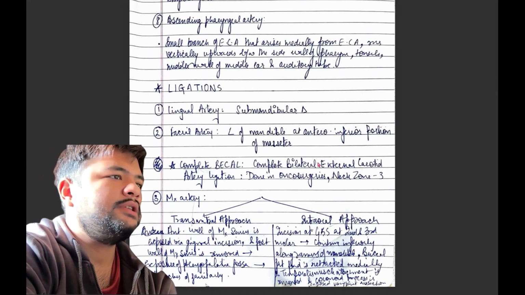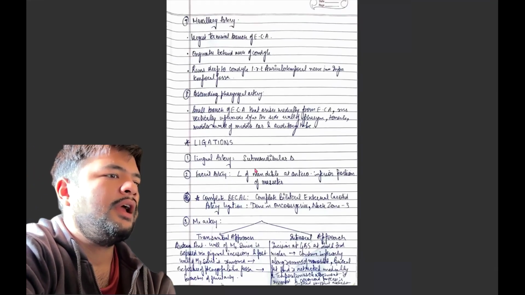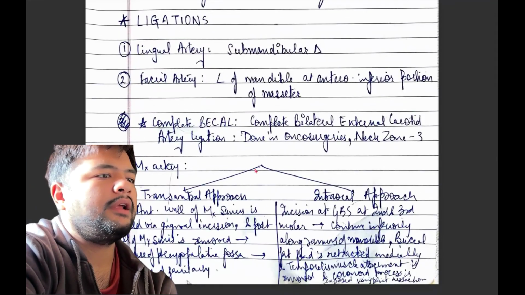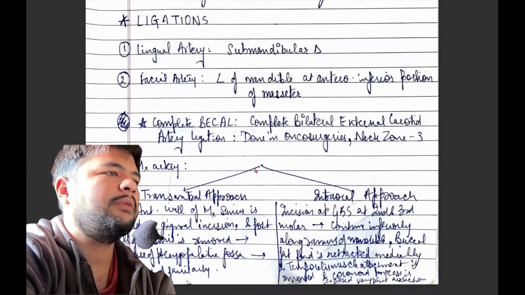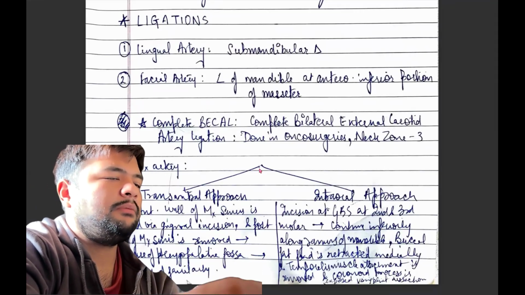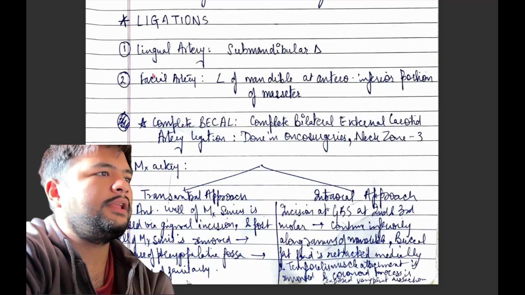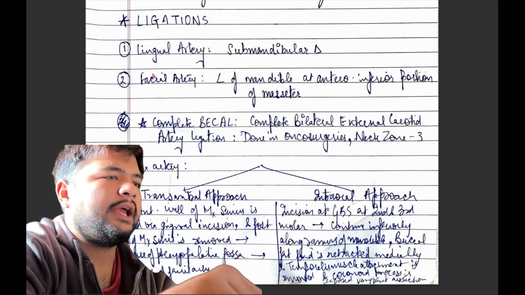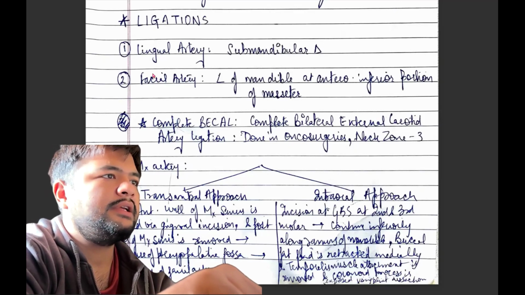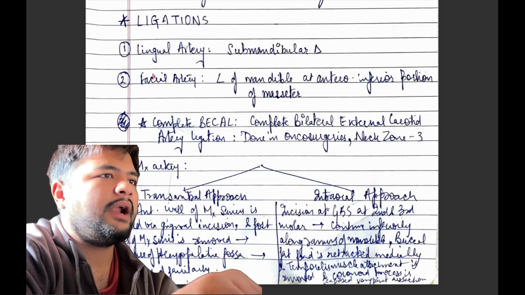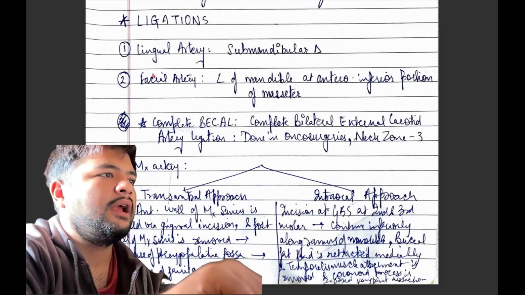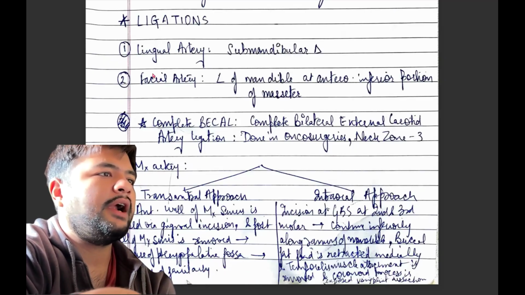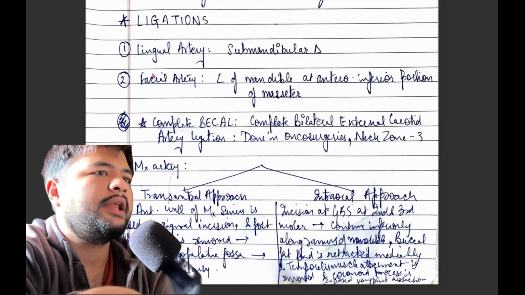Coming to ligations of the external carotid artery, I have written it very short here, but it will require a different presentation for the ligations part, which I will be uploading very soon. Only three parts I have made for ligations here. The lingual artery is ligated in the submandibular triangle. The facial artery is ligated at the angle of the mandible at the anteroinferior portion of the masseter. Then complete bilateral external carotid artery ligation is done in oncosurgeries, next zone 3.